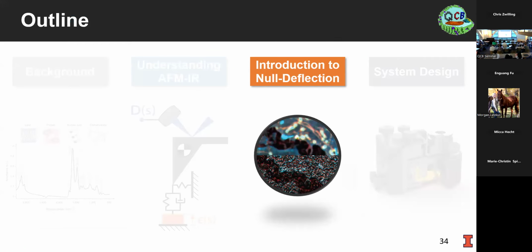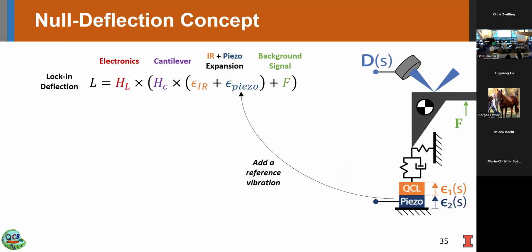Next, I'll go through the details of the NDR approach and its benefits for our single cell imaging. It's important to know that to distinguish between the cantilever effects and the expansion shown here, a constant reference vibration generated by a piezo actuator underneath the sample is needed. It essentially separates the two in some way. It gives us another dimension of data to be able to distinguish between these two.